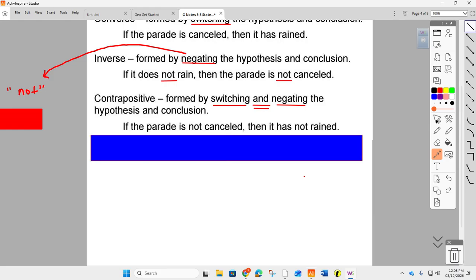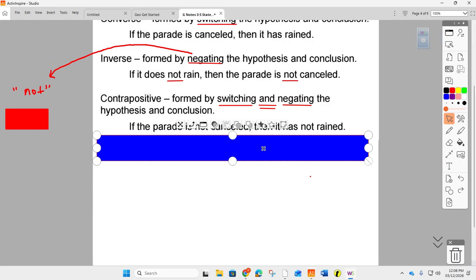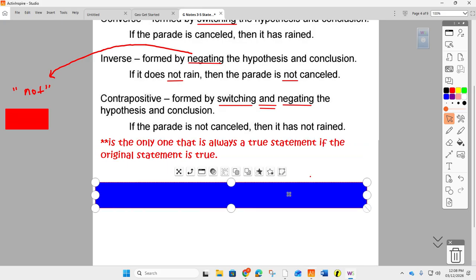So we need to know that if they give us a conditional statement, like an if-then, and they ask us for another true statement, if they give us 3 choices, we're going to pick the contrapositive always, because the contrapositive is the only one of these 3 that is always a true statement if the original statement is true. So if they give us 3 choices and ask us for the true statement, the contrapositive is going to have to be our choice. So it takes out any guesswork, because I'm going to show you an example here in a minute and let you see what I'm talking about.